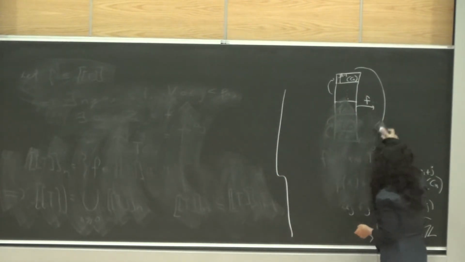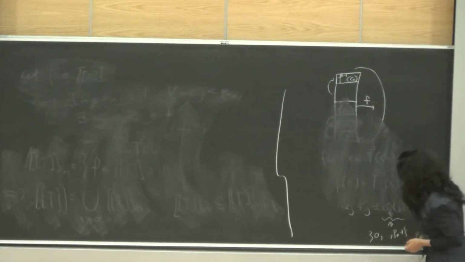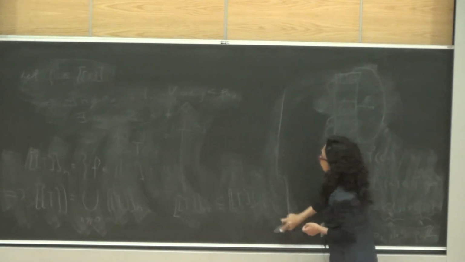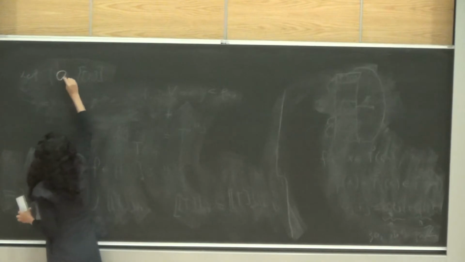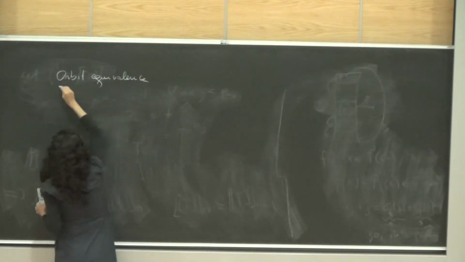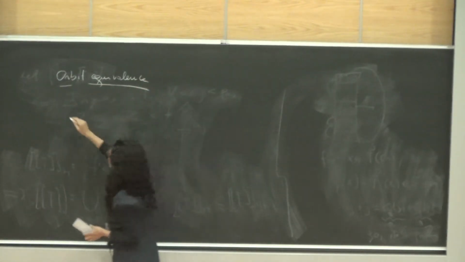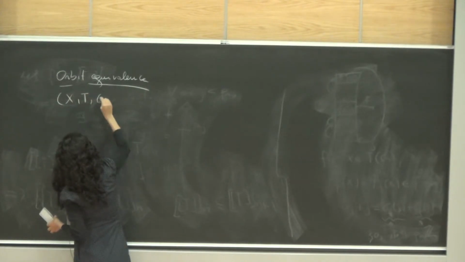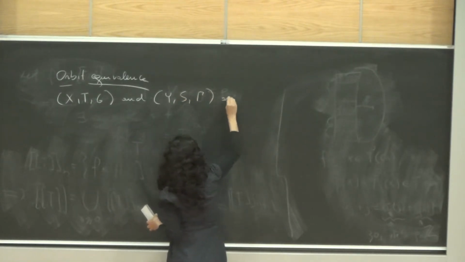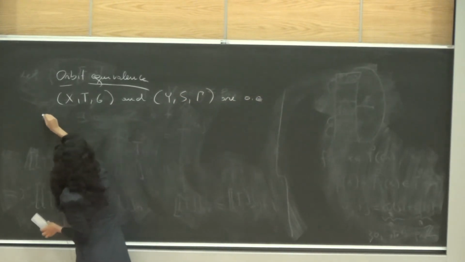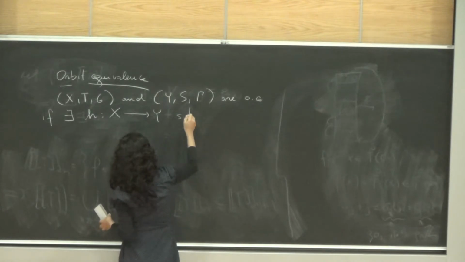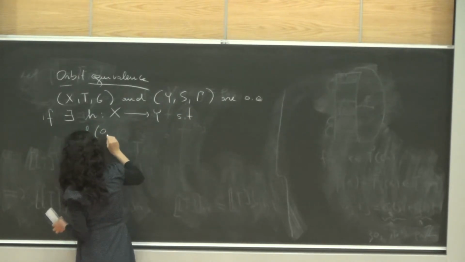So now, what is the relation of the topological full group and the full group with orbit equivalence? Okay, remember that two systems are orbit equivalent if there is a homeomorphism that sends the orbits from one system to the orbits of the other one.